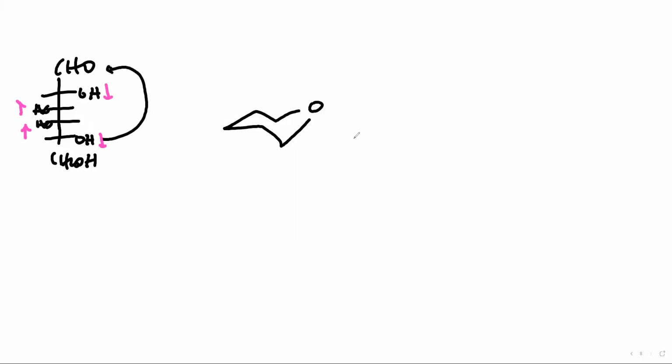So I just drew those in. I'll just put this here. Again, C2 doesn't matter, but C3 is going to be down. C4 is going to be up. This is also going to be up. And then since this is cyclizing, this is going to be down, but this should then be up. Okay, so this is your cycle.